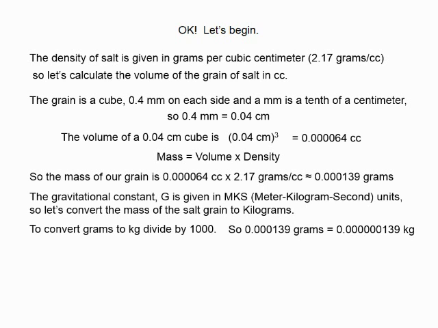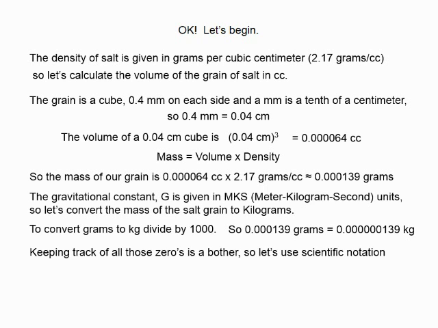So 0.000139 grams is equal to 0.000000139 kilograms. Keeping track of all those zeros is a bother, so let's use scientific notation. So here we have 0.000000139 kilograms, which is equal to 1.39 times 10 to the minus 7th kilograms. Or alternatively, you can write it in this form. It's equal to 1.39 times 10 with an exponent of minus 7.